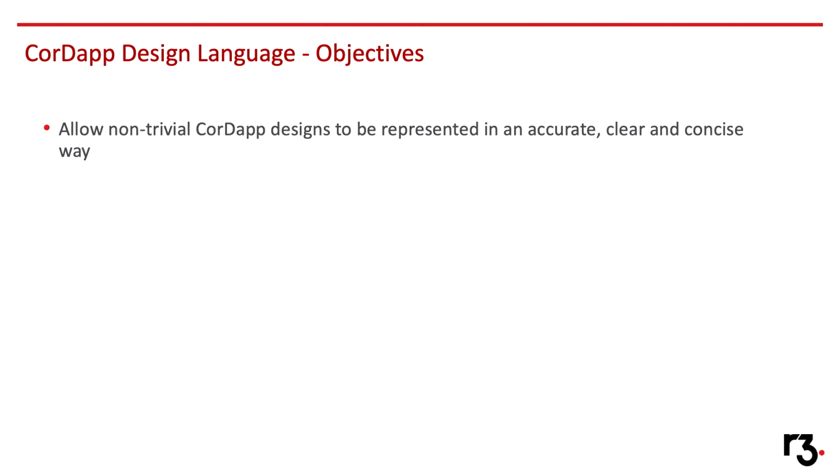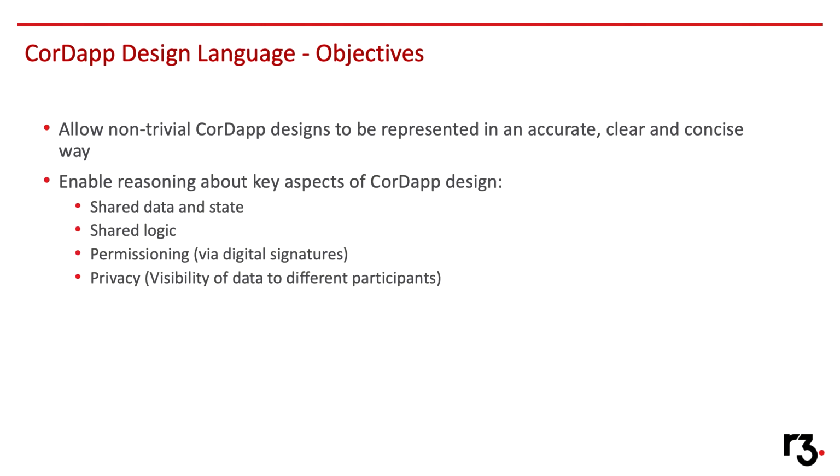So first and foremost, it needs to allow you to represent accurately and clearly non-trivial CorDapp designs. So stuff when it starts to get a little bit more complicated than the basic stuff. In particular, we need to be able to talk about the shared data and state that Corda applications have, the shared logic or shared functionality or shared rules, really. We need to be able to add things about permissioning, so who signs what to give their consent to things. And the thing which I always bang on about repeatedly, how do you make sure that your CorDapps operate in a way where you're preserving your counterparty's privacy?